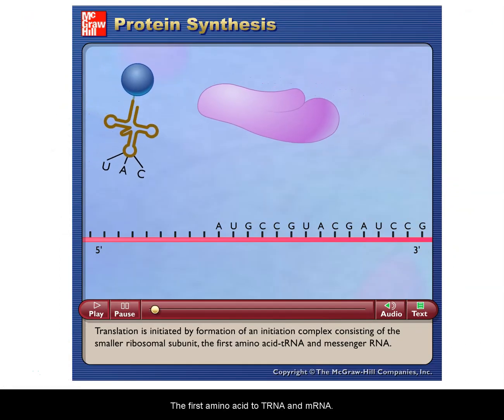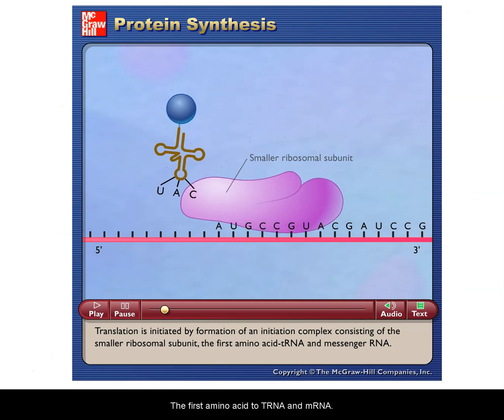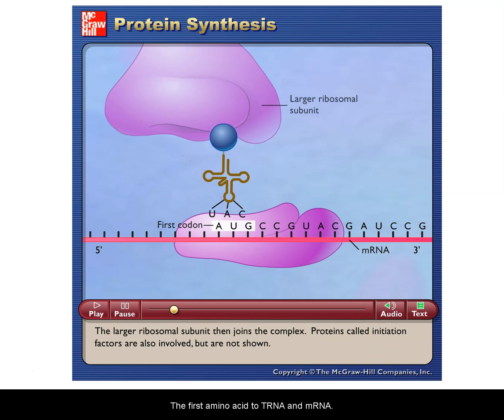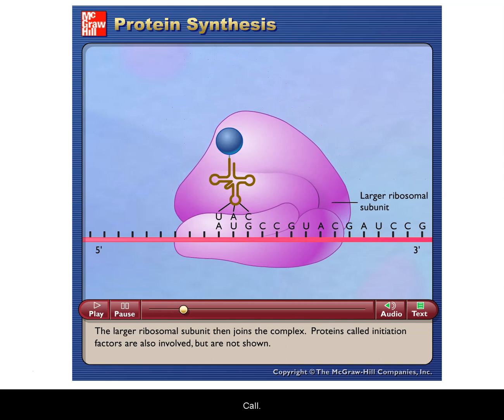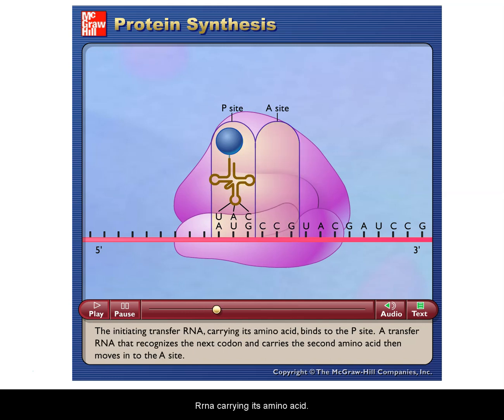Translation is initiated by formation of the initiation complex consisting of the smaller ribosomal subunit, the first amino acid tRNA, and messenger RNA. The larger ribosomal subunit then joins the complex. Proteins called initiation factors are also involved, but are not shown. The 70S ribosome has two sites to which transfer RNA carrying amino acids can bind. One is called the peptidyl or P site, and the other is called the acceptor or A site. The initiating transfer RNA carrying its amino acid binds to the P site.